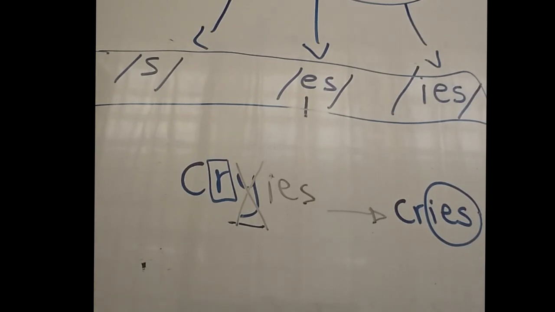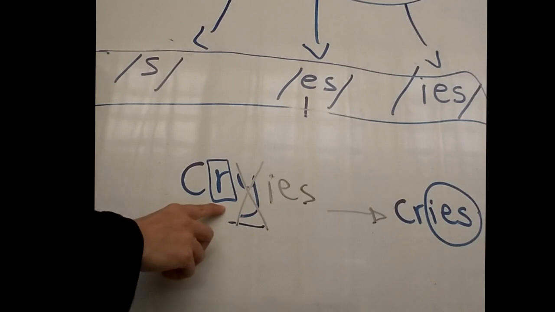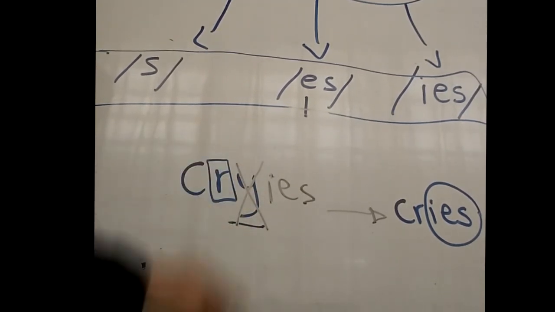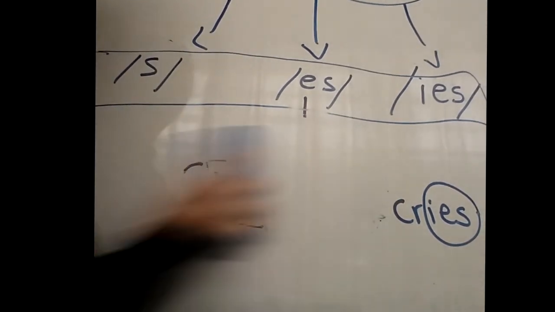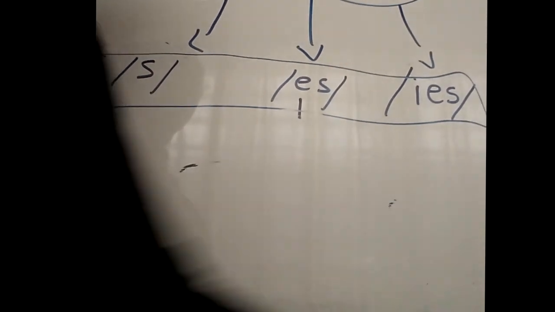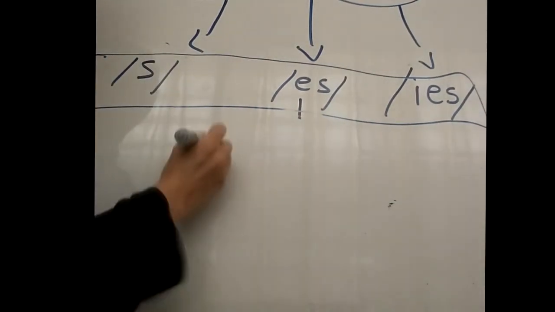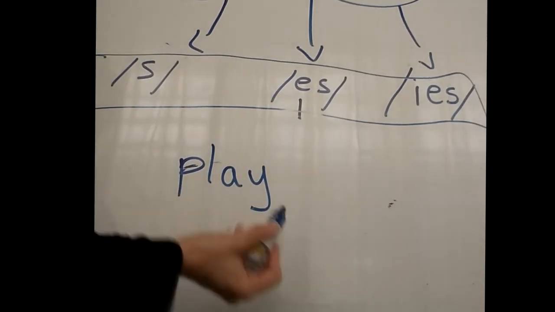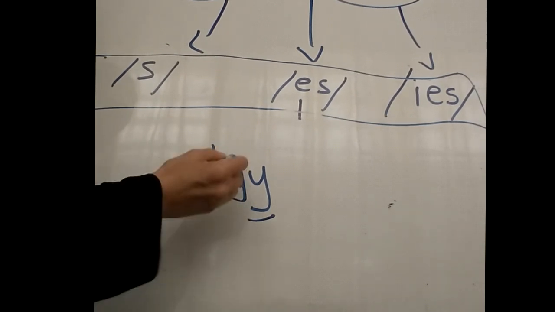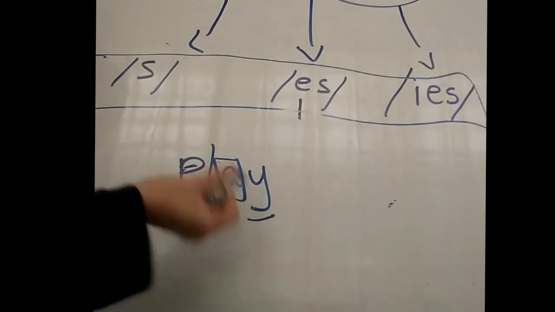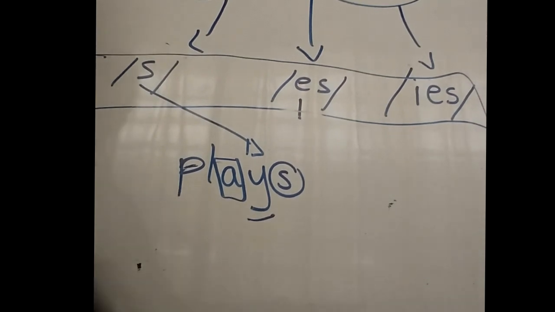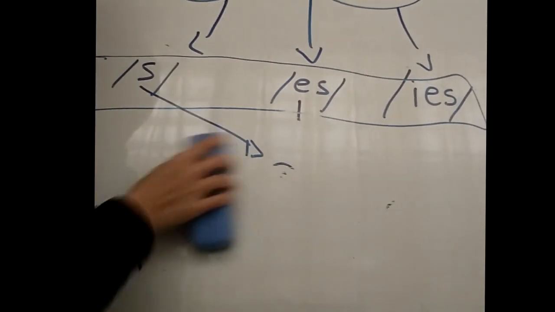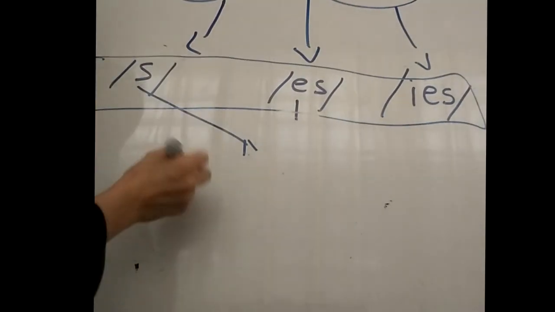If the last two letters of the verb are a consonant and y, delete y and add IES. But if the last two letters are y followed by a vowel, like here we have play, we have y with a vowel, so we just add S. And also we can add S to words like, for example, live.